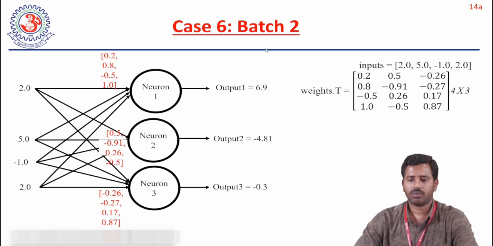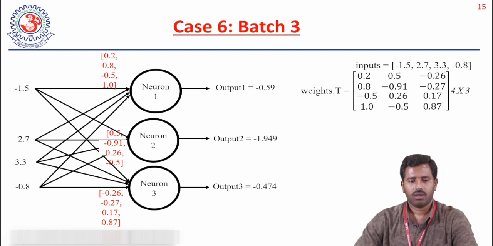Now let us see batch 2. The neuron structure, that is the weights matrix, is the same and only the input data is changing. Under batch number 2, the input data is 2.0, 5.0, minus 1.0, 2.0, and the weight matrix contains the same individual vectors, so you get another three outputs: 6.9, minus 4.81, minus 0.3. These can be calculated as we have seen previously, the weighted sum w times xi plus b, the bias. Now coming to batch number 3, which contains the data minus 1.5, 2.7, 3.3, minus 0.8.